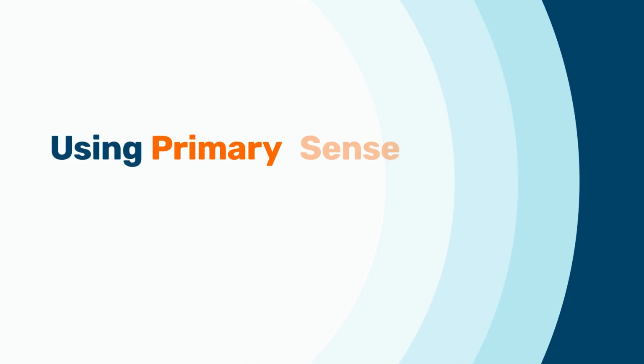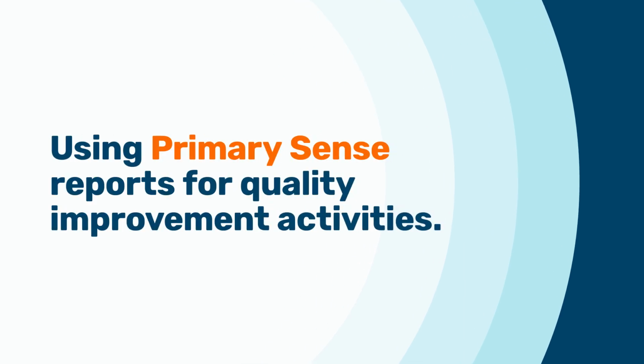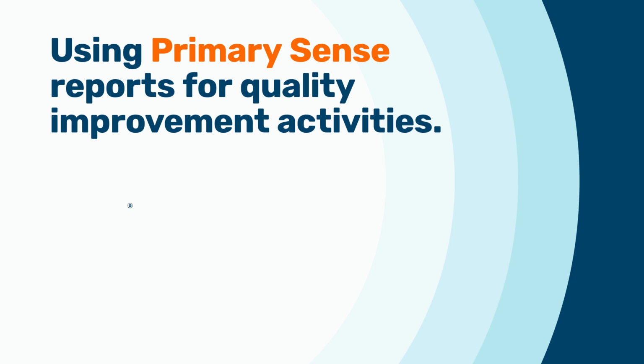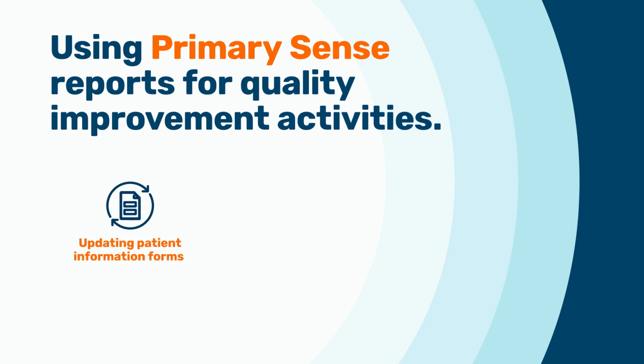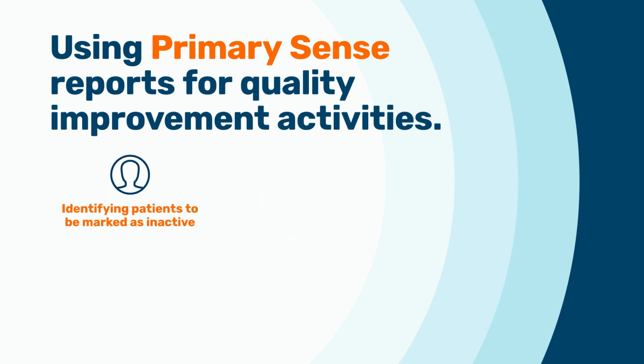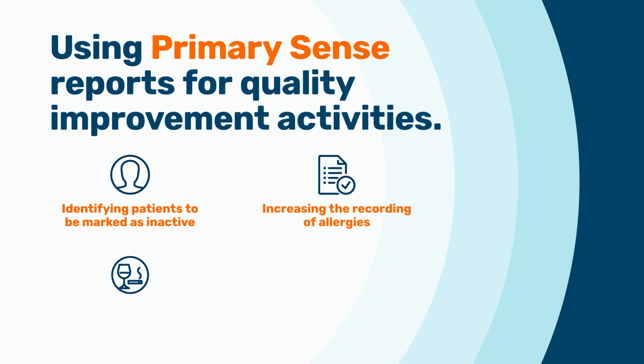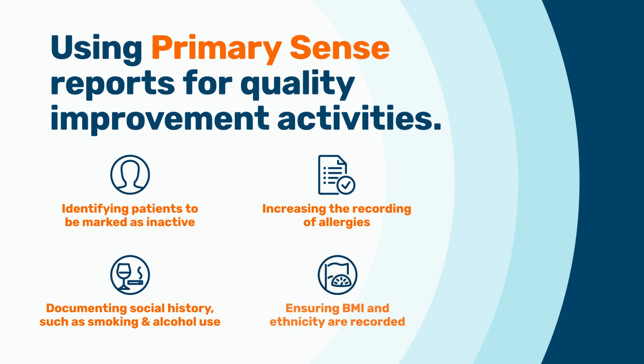So, how can we turn these reports into meaningful quality improvement activities? By updating patient information collection forms and auditing clinical data, we can ensure that the insights from these reports lead to actionable improvements in care delivery. Some quality improvement activity suggestions include identifying patients who should be marked as inactive, increasing the recording of allergies, documenting social history, such as smoking and alcohol use, and ensuring BMI and ethnicity are recorded.